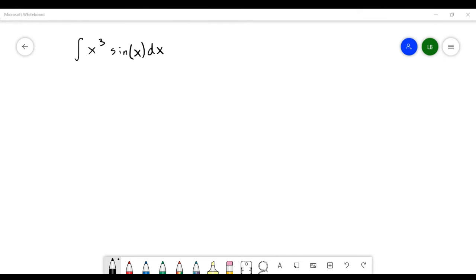One, x cubed sine x plus 3x squared cosine x minus 6x sine x plus 6 cosine x minus sine x plus c. Not quite, I don't think. Let's go through this really quick.